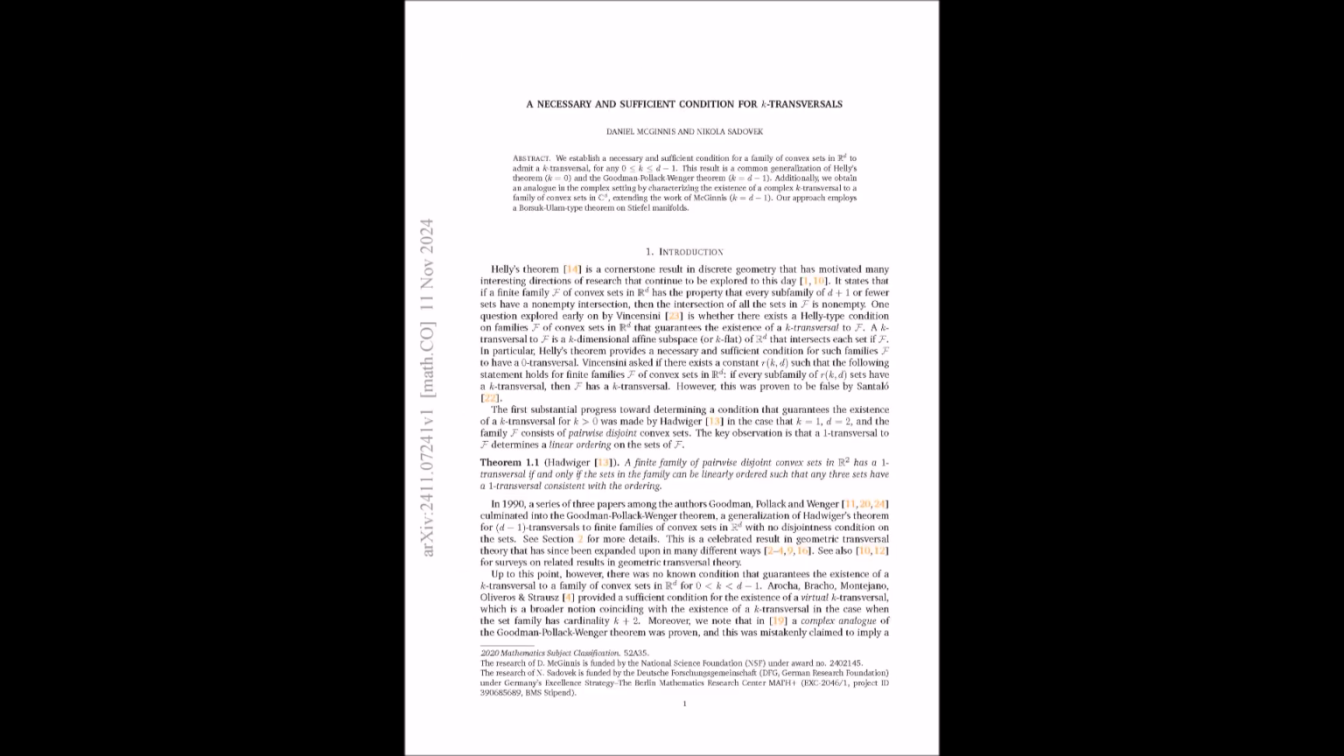That's right. But for years, finding a general condition for k-transversals, when k is somewhere between 0 and D-1, remained a big mystery. And that's the gap that McGinnis and Sadovek finally bridged with their paper. So what's their secret weapon? What's the key insight that allowed them to crack this problem?